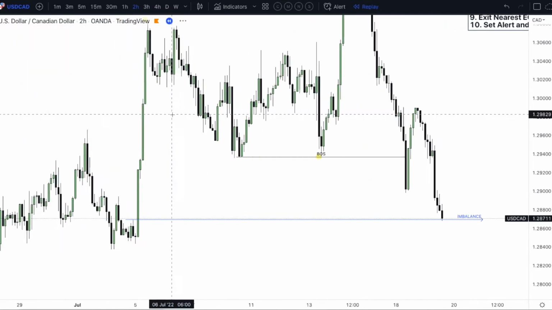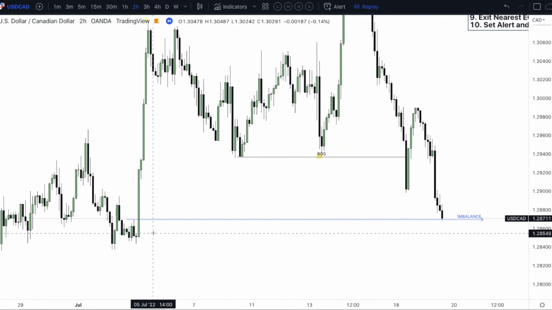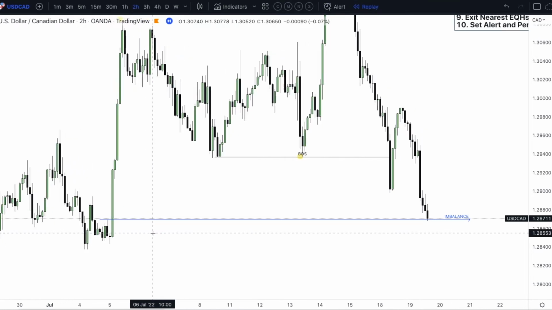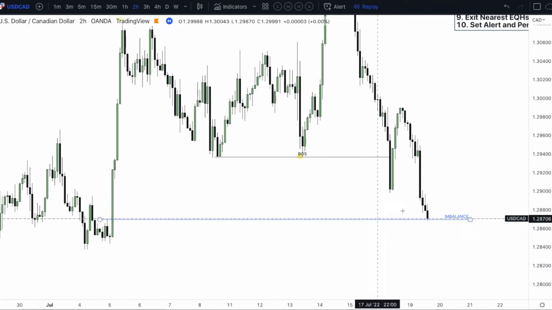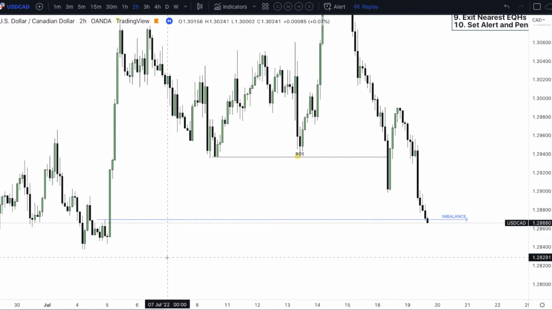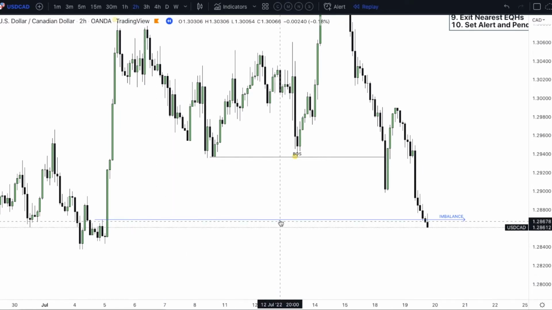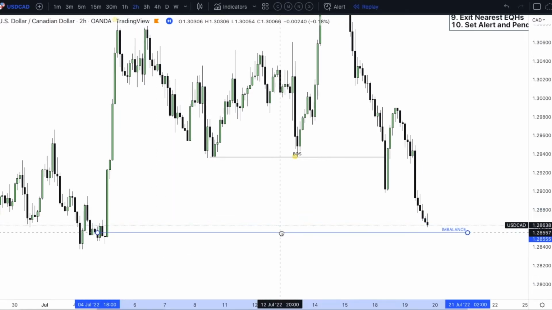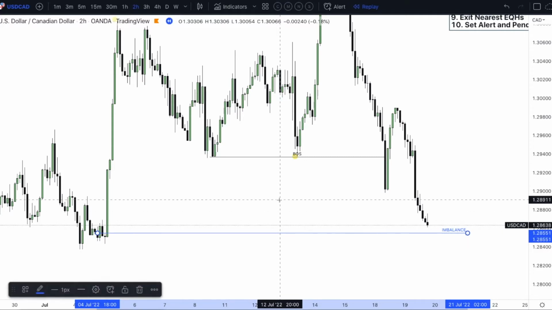Let's drop to the 2-hour, and we can see that we have a lower imbalance here. Okay, so let's play price and see if price will possibly go down closer to this area here. We can see price has broken this imbalance here. So let's go ahead and move this down to this area here.